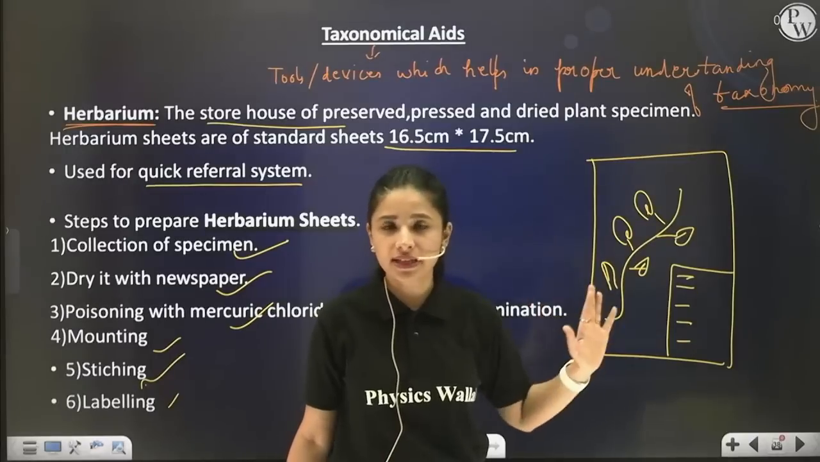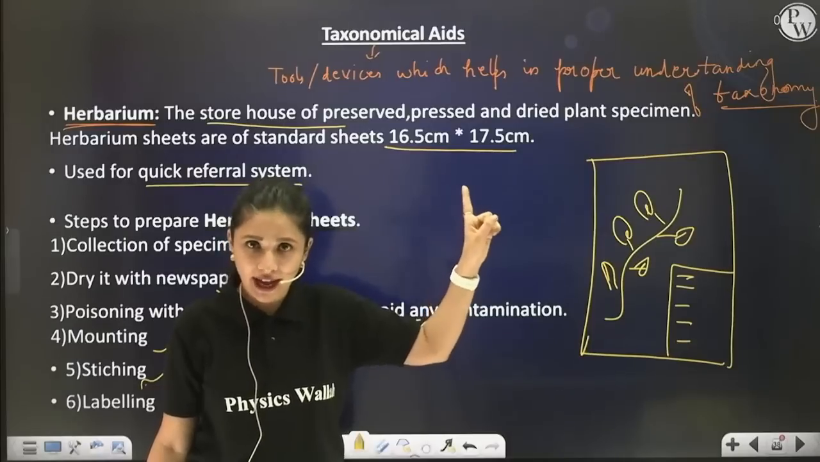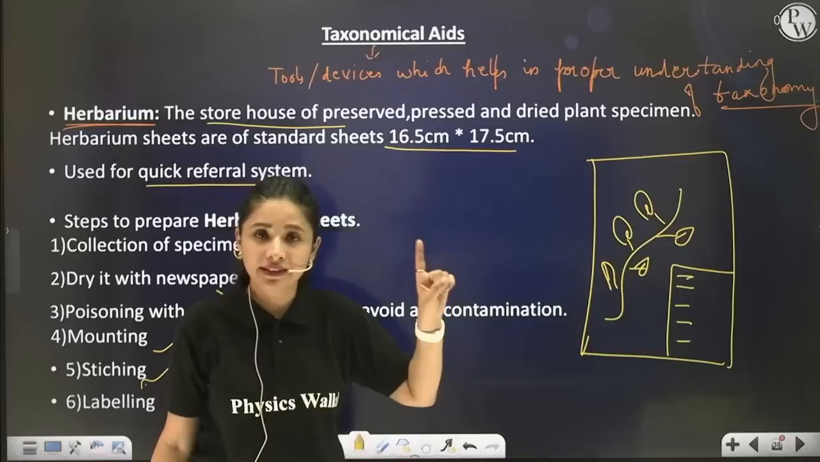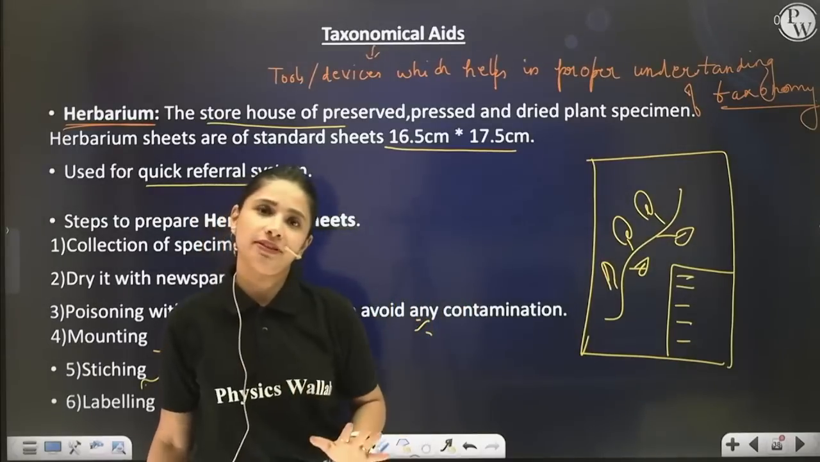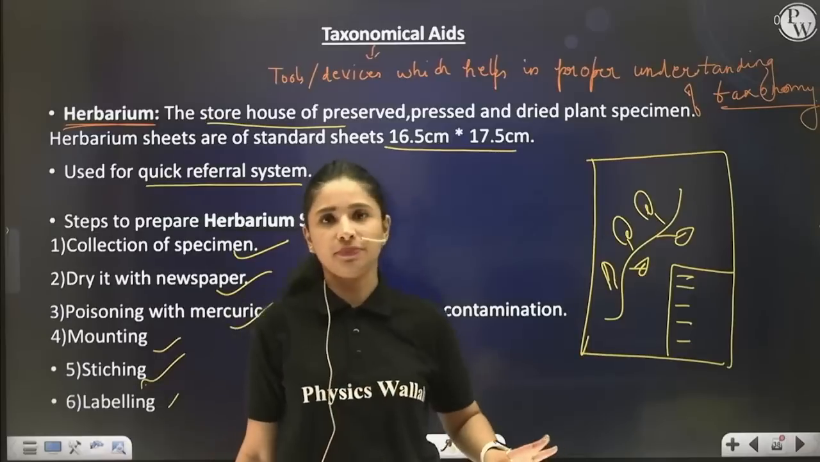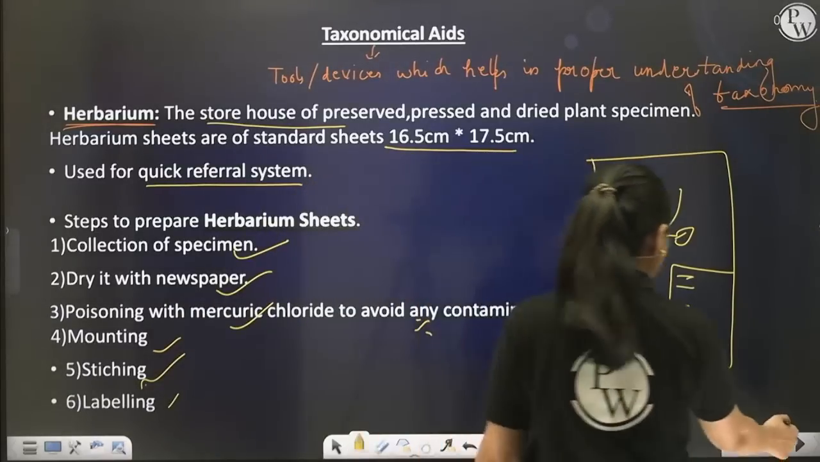Clear? What is herbarium? Herbarium is a taxonomical aid where we preserve dried and pressed sheets of plant specimen. Simply learn this much. Done. Right? Very good. Done and dusted.